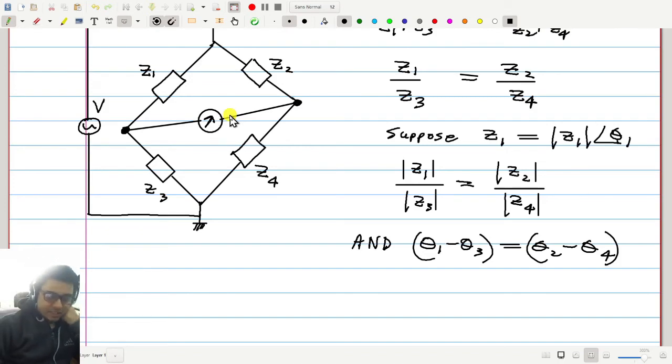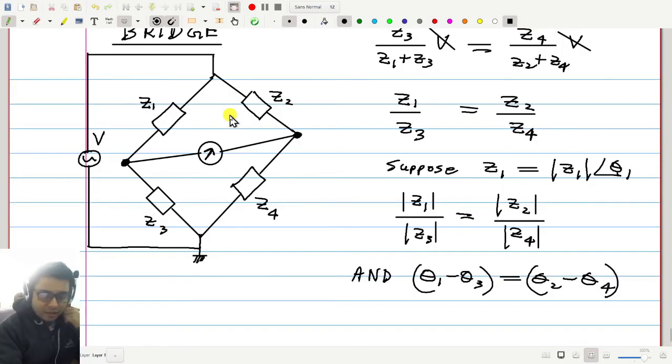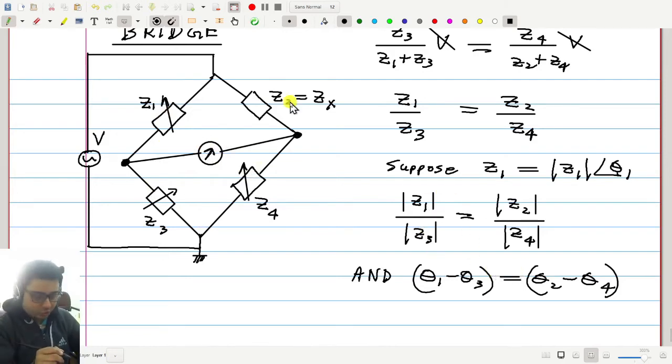Now the thing is that while measuring an unknown impedance, suppose Z2 is unknown. Suppose I denote this as Zx, x for unknown. This is the one that we want to measure, and all other impedances may be known variable standard impedances. We will vary them until we get null in the detector, and then using this equation we can find Z2, just like a Wheatstone bridge.